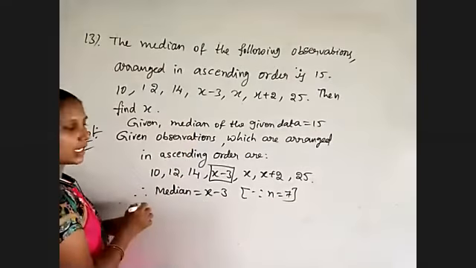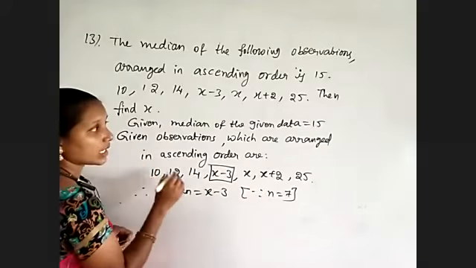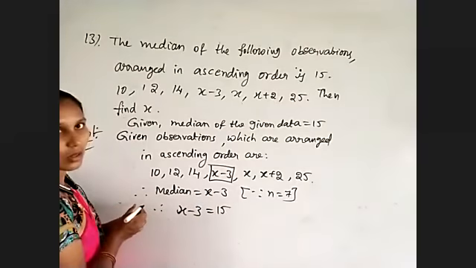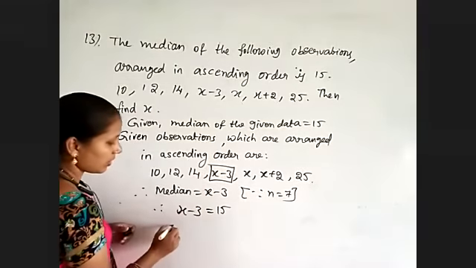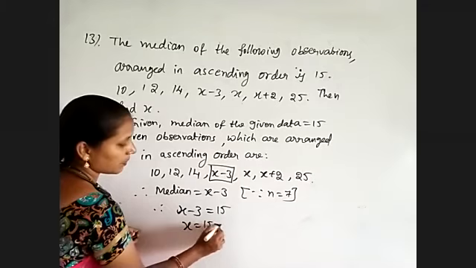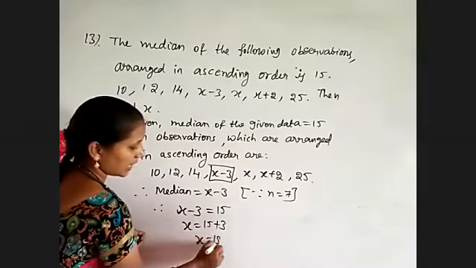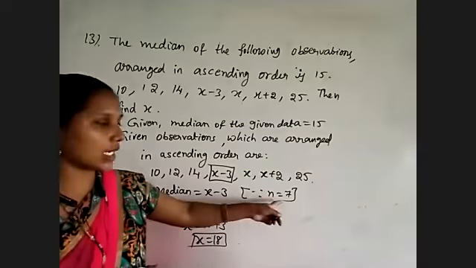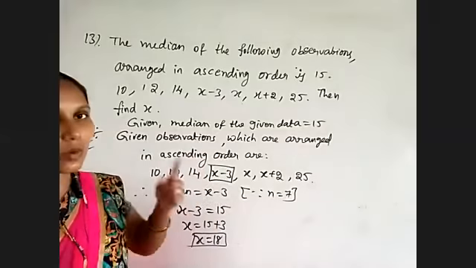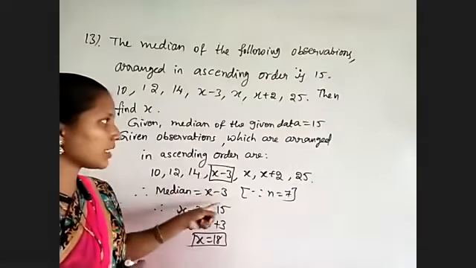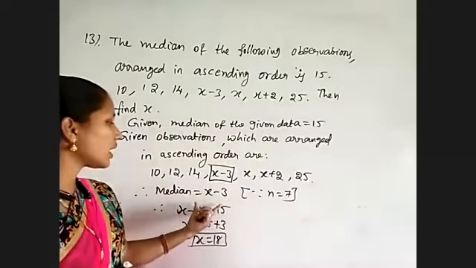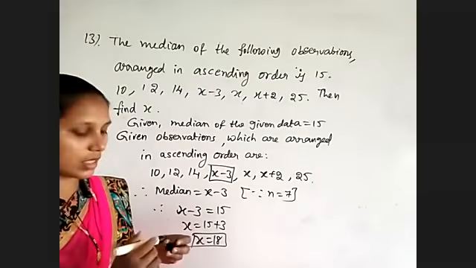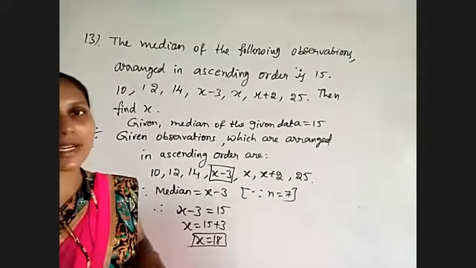Exactly one middle value we are getting. Therefore, according to the given data, x minus 3 will be equal to 15. Okay, both are medians. Therefore, x will be equal to 15 plus 3. So, x is equal to 18. They are asking to find only the x value. Because n is an odd number, we get only one mid value, and it is given that this mid value is equal to 15. So equate x minus 3 is equal to 15. From that we get x is equal to 18. That's it. After this we will see one question depending on mode also.